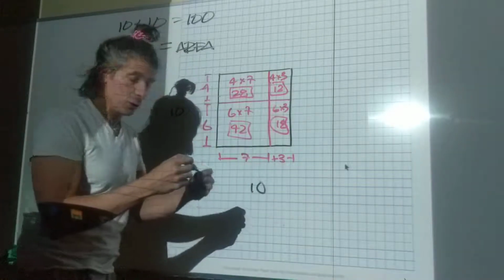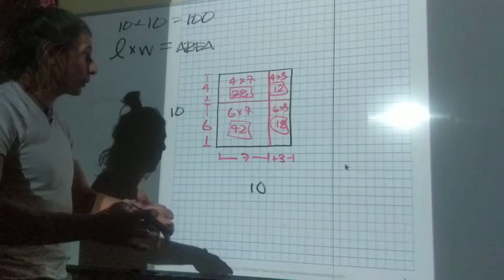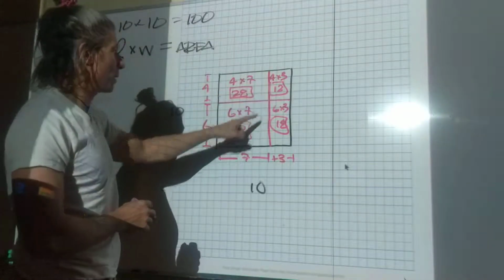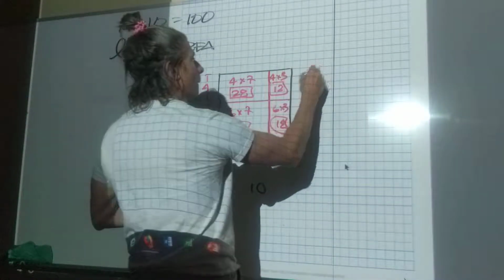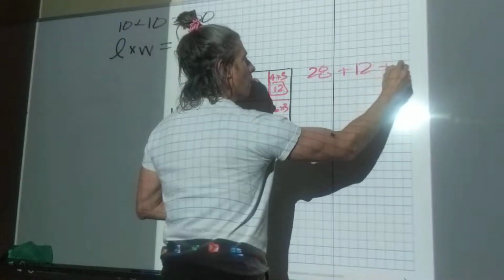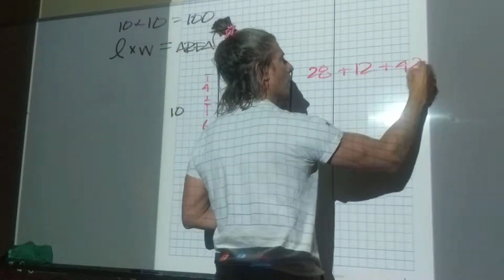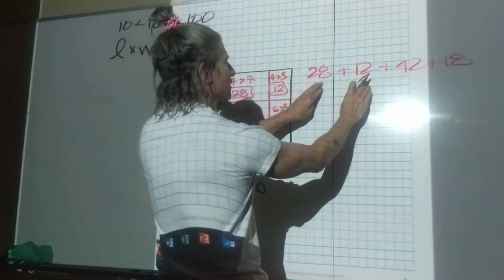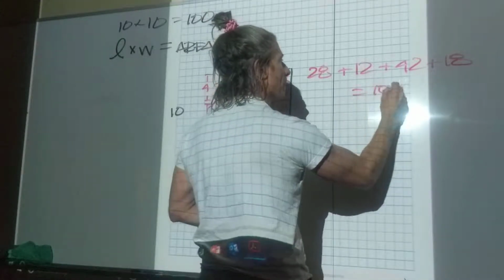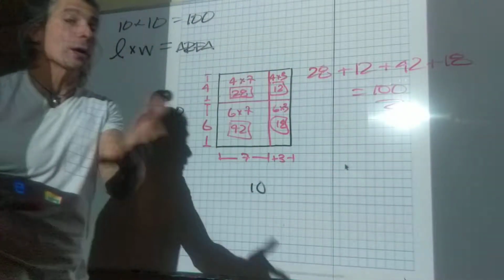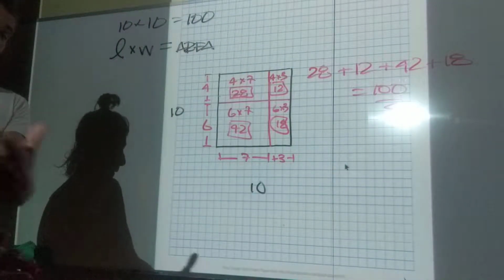And then you can add up all of the areas. So you can go 28 plus 12 plus 42 plus 18. And that's 40 and that's 60. That equals 100. Which, I mean, you knew it was going to equal 100, right? It makes sense that it equals 100.